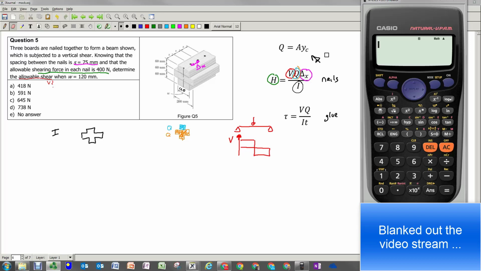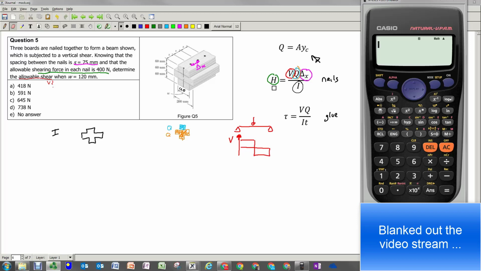So we are looking at the three equations that we want to take from your formula sheet. So the first moment of area, and then we're going to use this equation here. We'll use this for nails. Strictly speaking, this shouldn't really be used for nails, but we'll use that.